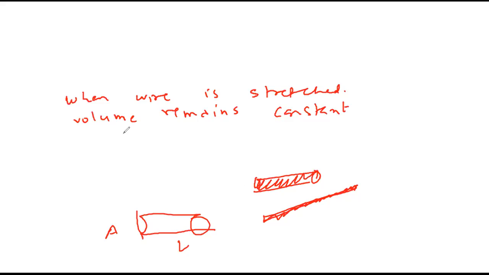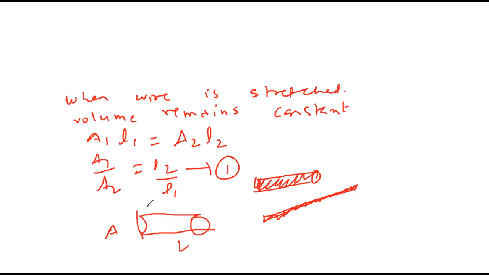When wire is stretched, volume remains constant. Volume is A into L. So first volume, can I say A1 L1? Second volume, A2 L2? So A1 upon A2 will be L2 by L1. Any doubt till this? No, sir. Okay.